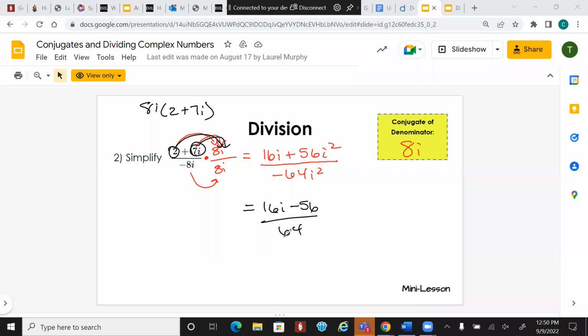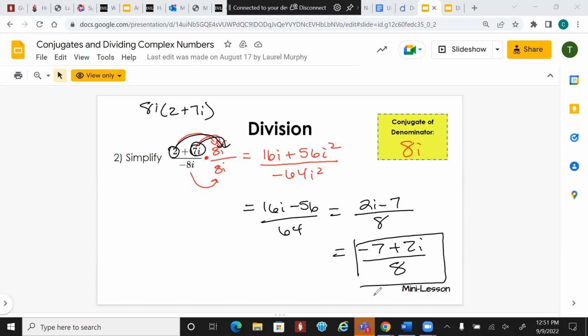All right. On this next part, what is everything divisible by? 8? Okay, let's try that. So 16i divided by 8 gives us 2i, and negative 56 divided by 8 gives us negative 7. On the bottom, 64 divided by 8 gives us 8. And I can't simplify this anymore. Now, your answer choice might be written like this, or it might be written like this, because your real part always wants to come first. So this is probably what you're going to see.